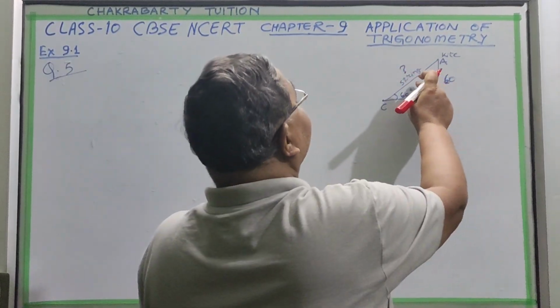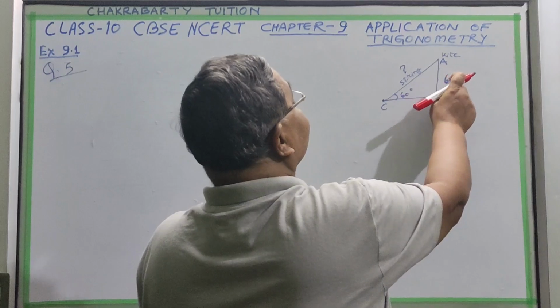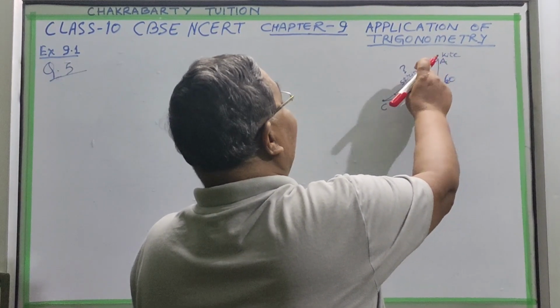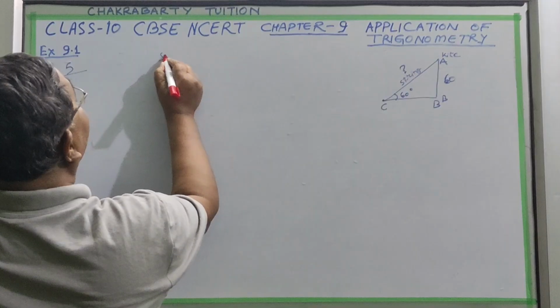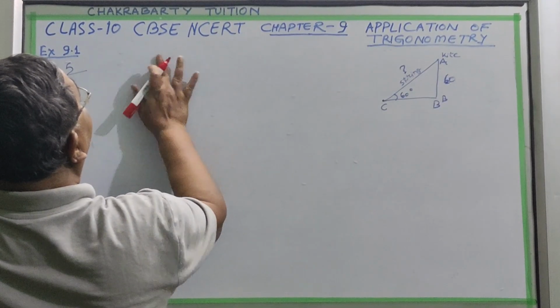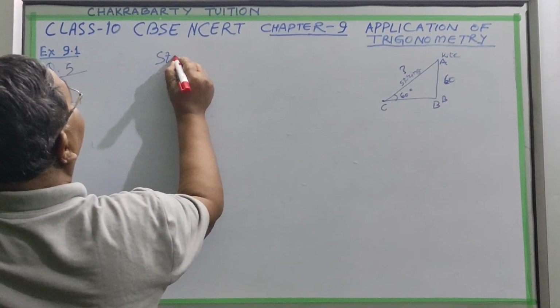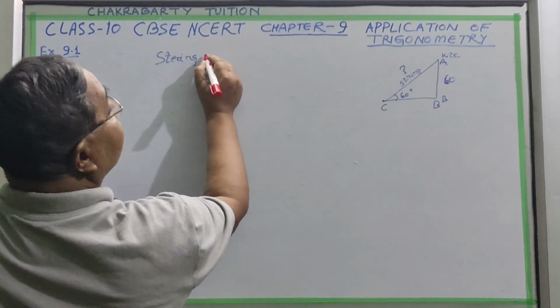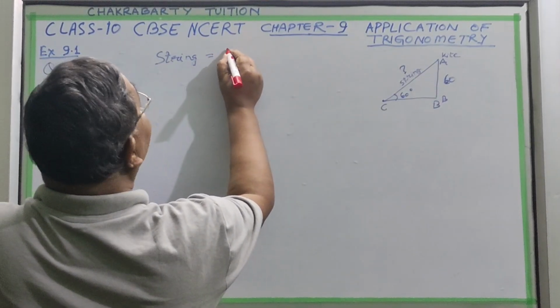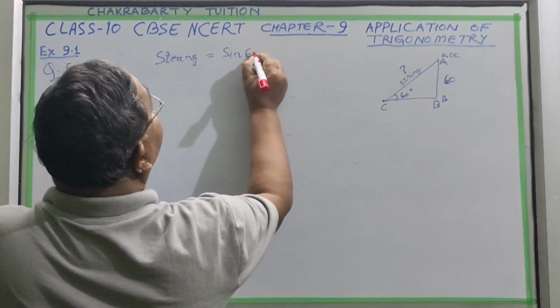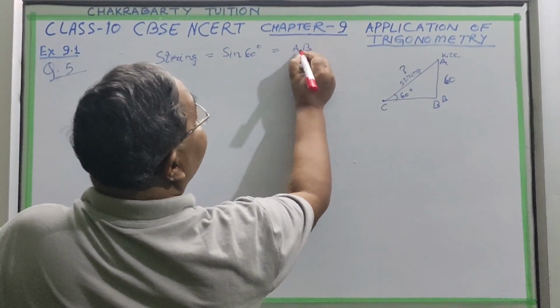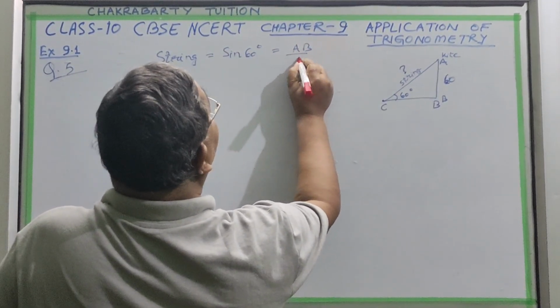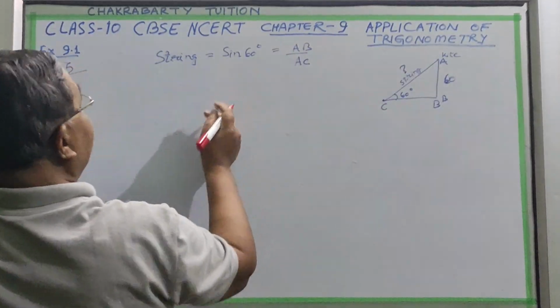So here sine 60 degree is available. String length will be equal to sine 60 degree, which is AB upon AC.